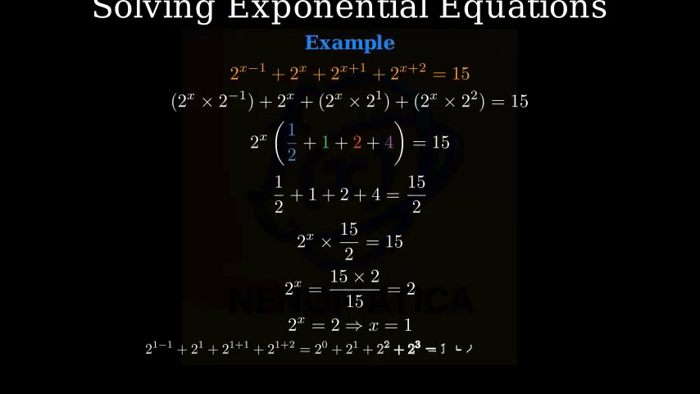Let's verify our answer by substituting x equals 1 back into the original equation. 2 to the power of 1 minus 1 is 2 to the 0, which is 1. 2 to the power of 1 is 2. 2 to the power of 1 plus 1 is 2 to the power of 2, which is 4. And 2 to the power of 1 plus 2 is 2 to the power of 3, which is 8. Adding these up, we get 1 plus 2 plus 4 plus 8, which equals 15. So our answer of x equals 1 is correct.